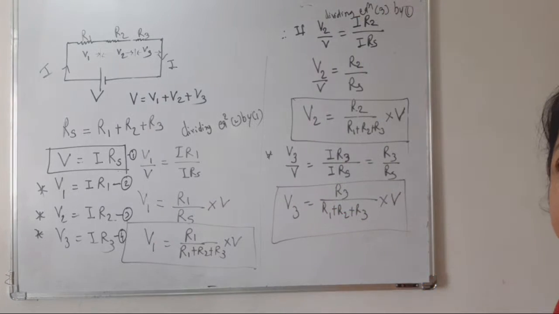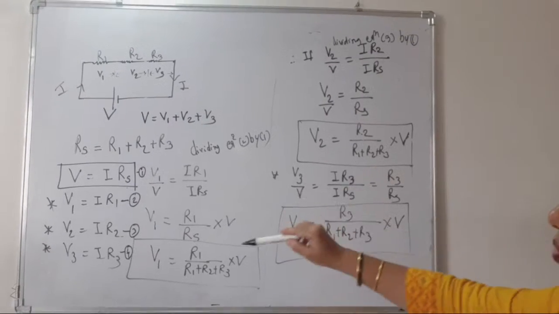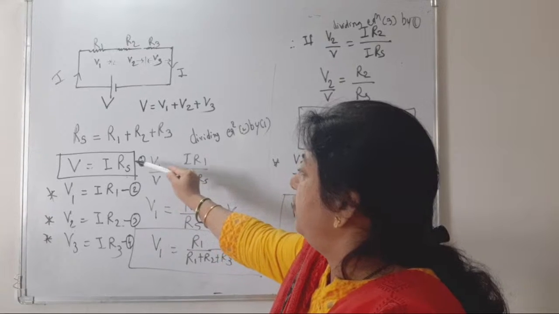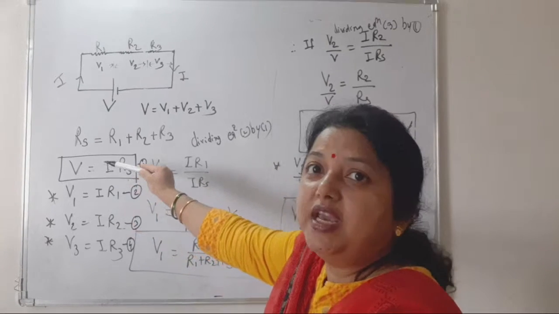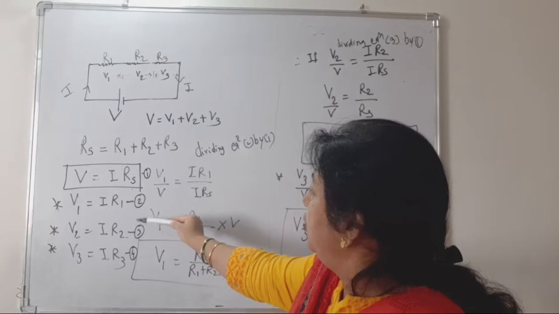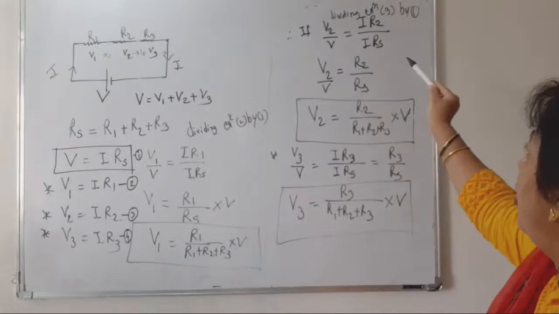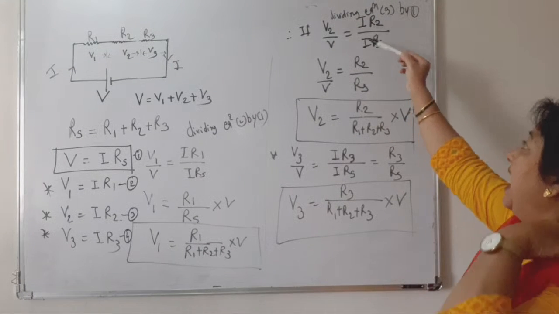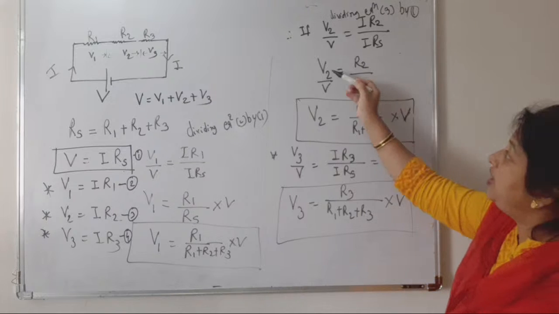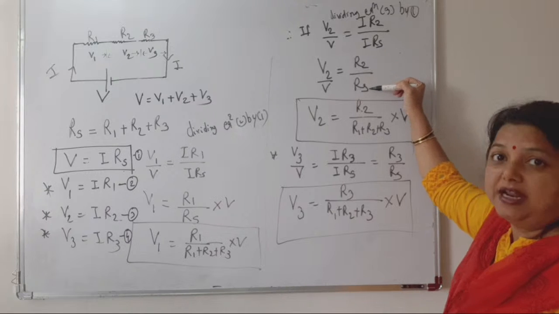Dividing equation 3 by 1, we get V2 upon V. What is your third equation? V2 equal to IR2. What is your first equation? V is equal to IRs. Therefore V2 upon V is your LHS, and your RHS is IR2 upon IRs. The current I cancels from numerator and denominator. Therefore V2 upon V is equal to R2 upon Rs.